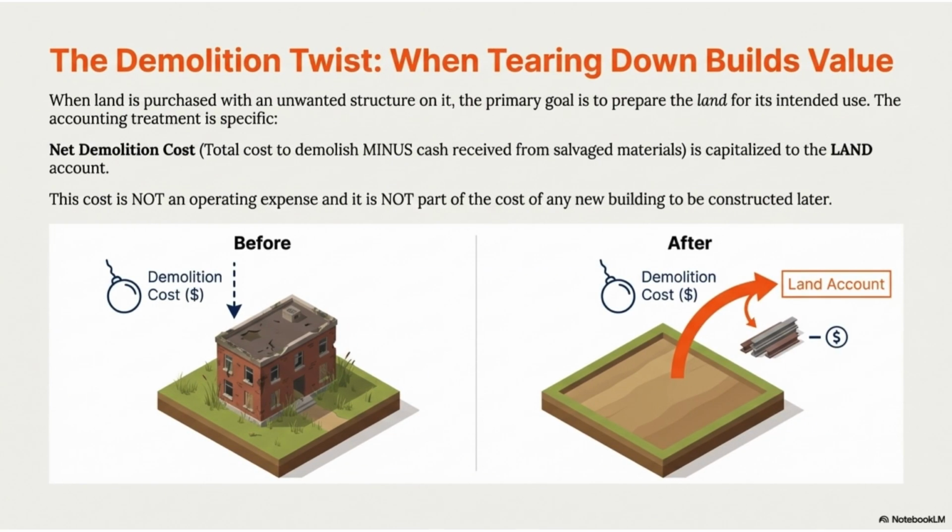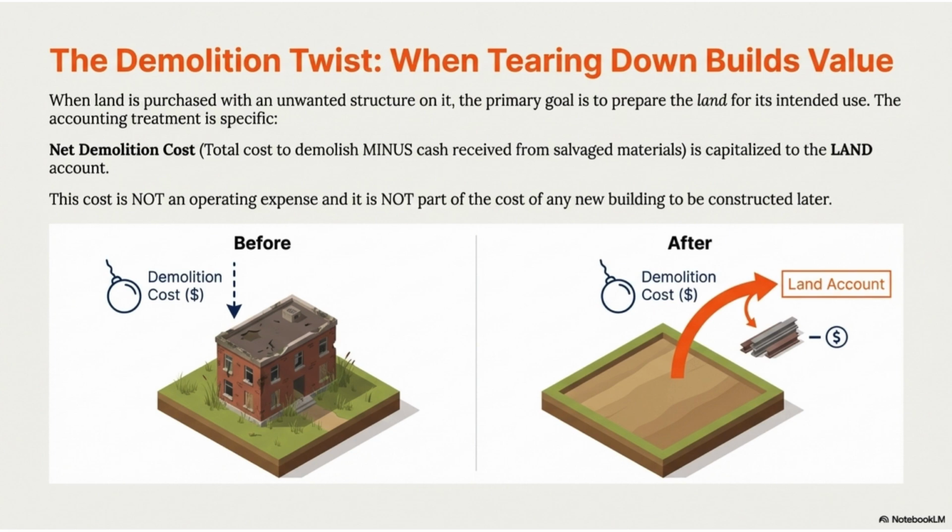And here's the part that I think always surprises people. The demolition costs. Yeah. If you buy a piece of property just for the land, but it has some old, unwanted building on it, the entire cost of tearing that building down, minus any money you get from selling scrap metal or salvage materials.